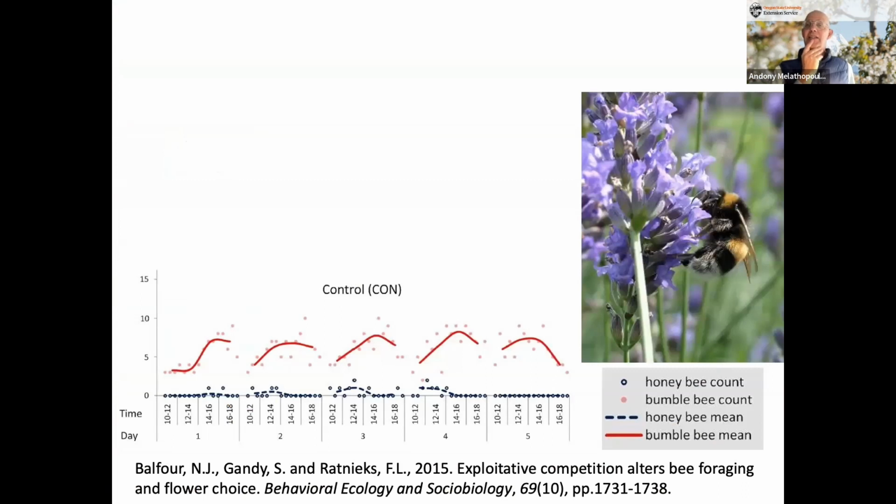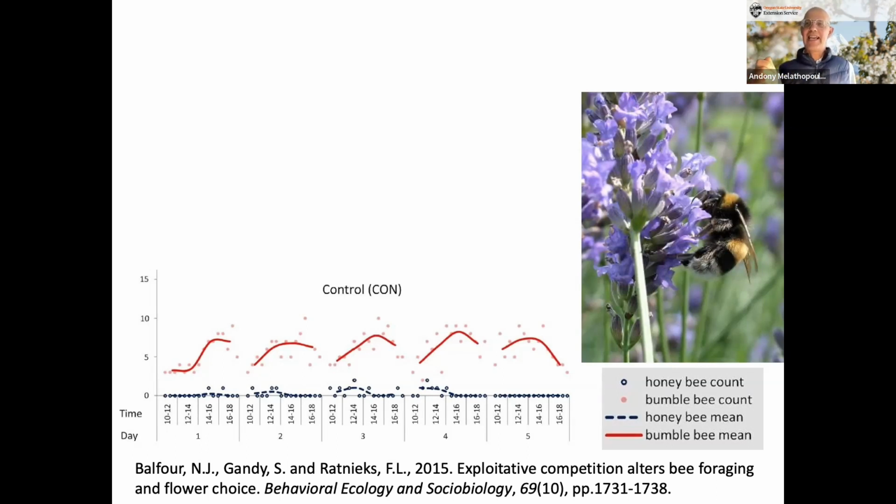Somebody in the UK had this question, and had this very elegant design. So here you can see 5 consecutive days, and the red is the bumblebees and the blue are the honeybees. And you can see, this is what you normally see. You've got the time of day there, and you can see on 5 consecutive days, lots of bumblebee visits, but not many honeybee visits.